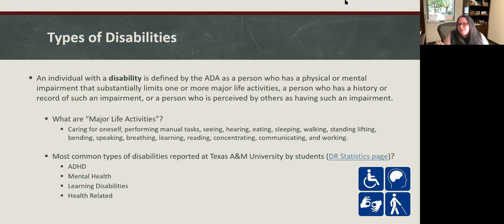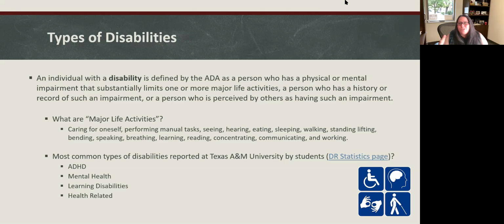If you're wondering about the most common disabilities reported at Texas A&M, we have a statistics page, and I'll pull it up in just a second. Our top 4 categories of disability reported to our office are ADHD, attention deficit hyperactivity disorder; mental health disabilities, so people who may have anxiety conditions, depression, bipolar, things that may affect their mental health; and learning disabilities, commonly dyslexia or dysgraphia.